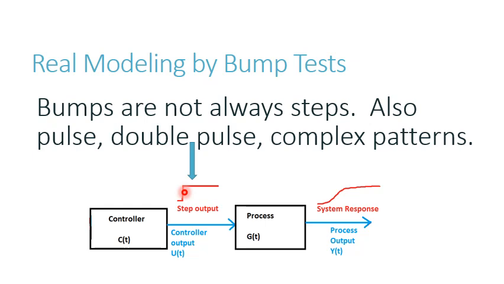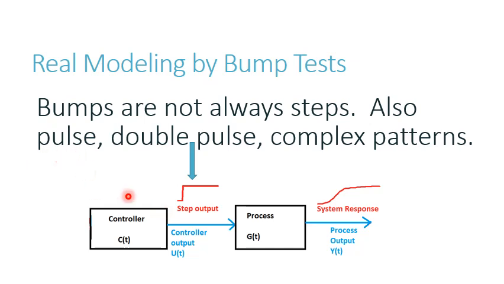Now, right here we've shown a step output, but the bumps that you're putting on the controller output are not always going to be steps. The pulse is a popular one, and this is considered to be good because it's less destructive to the process than a step output. With a step, you're bringing the controller up and then leaving it there, and the process has to go up to that level and respond to it. That gives you good data, but you might not want to do that to your process.